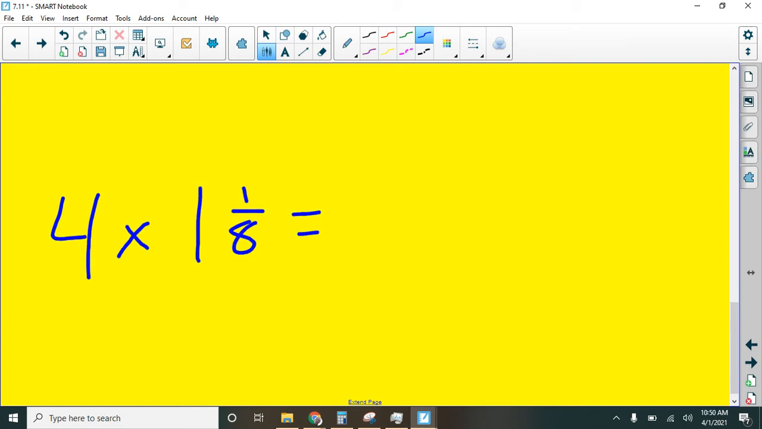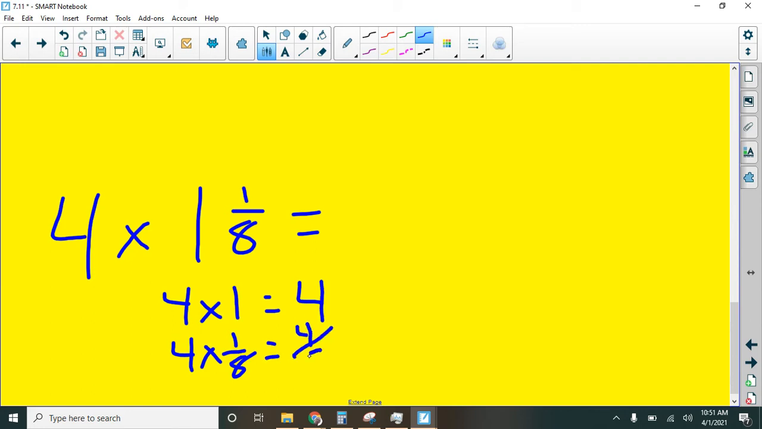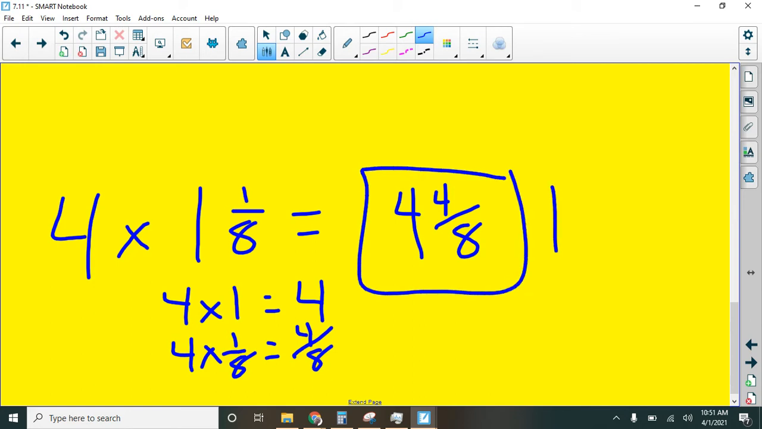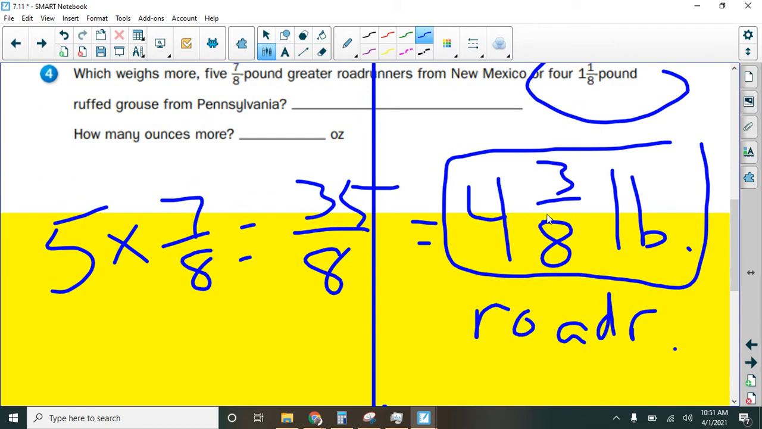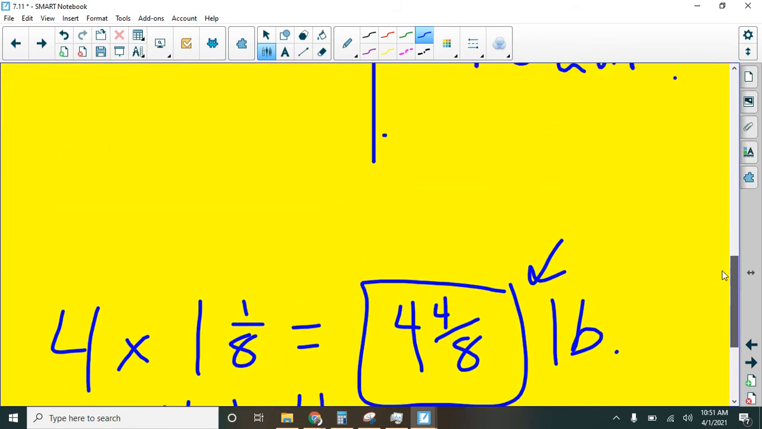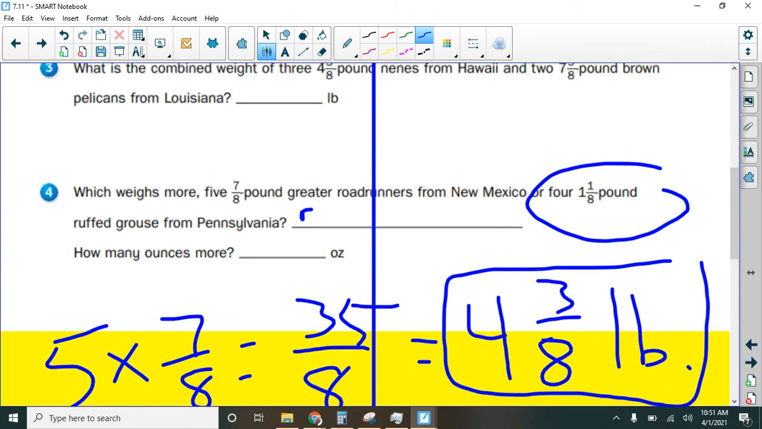So I'm going to use my partial products here, and I'm going to multiply each part. I have 4 times 1 and 4 times 1/8. Well, 4 times 1 is 4, and 4 times 1/8 is 4/8. Put those together, and this is 4 4/8. That was nice and clean. I didn't have anything to convert. This is how many pounds, LB for pounds. Then this is the ruffed grouse, we'll call them RG. So we know that they are 4 4/8 pound. We know that the roadrunners are 4 3/8 pound. So which ones are bigger? Well, the ruffed grouse. That's what I'm going to write right here, because it says, which weighs more? Ruffed grouse. You should write this down too.